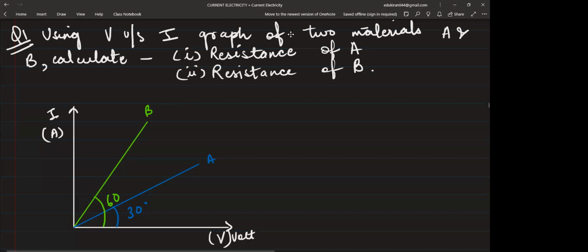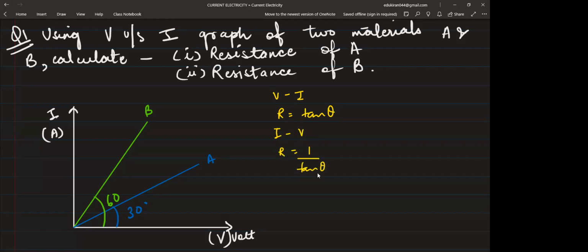Okay, let me discuss it then. First part here, not resistivity, resistance. Resistivity and resistance are different. See, this is an I versus V graph, not a V versus I graph. So this is the first issue that arises here. For V versus I, resistance is simply tan theta. Now, since this is I versus V, your resistance will be equal to 1 by tan theta.